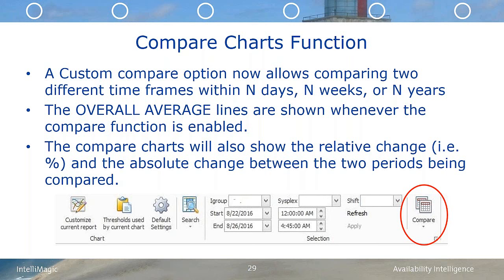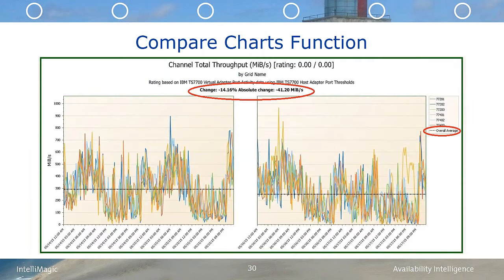Bottom right there. So again, up on the top ribbon, you click on compare, you choose whether it's in days, in weeks, or in years, and you get something like this, where it's showing a comparison between two different days, in this case 5/14 and 5/16. It's showing the average line that you can see there, and obviously showing that this latest day was actually lower than the previous day that we're comparing against. And the top shows that the change was about 14% less this day than it was in the previous day, and absolutely about 40 megabytes a second or so.